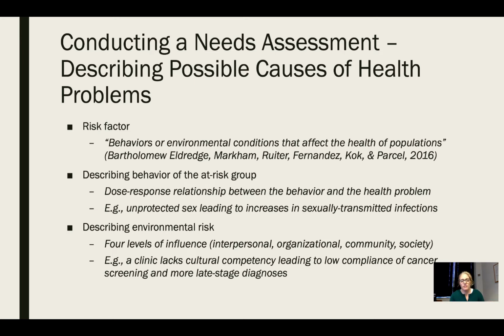So when you're describing the behavior of the at-risk group, you want to think about the dose-response relationship between the behavior and the health problem. So for example, unprotected sex leading to increases in sexually transmitted infections. There needs to be a really clear link between that behavior and the health problem. And then in terms of describing environmental risk, you want to think about the 4 levels of influence: interpersonal, organizational, community, society. So for example, if a clinic lacks cultural competency, leading to low compliance of cancer screening and more late-stage diagnoses, that's really at the organizational level, not at the individual level.